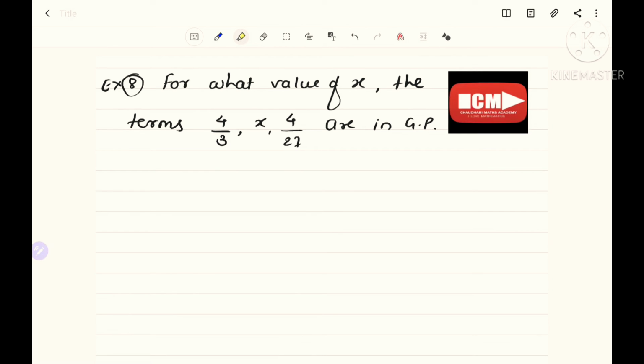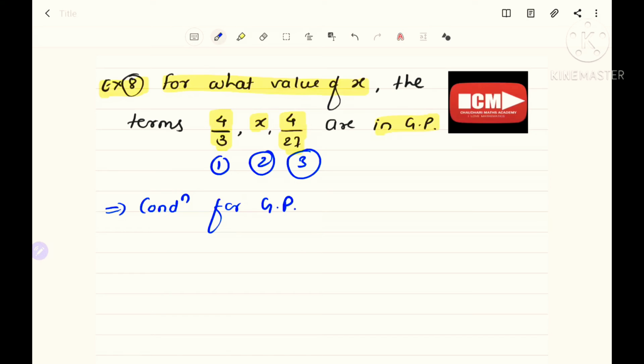Example number 8. For what value of x? Very interesting problem. For what value of x are these terms 4 by 3, then x, and then 4 by 27 in GP? Very interesting question, friends. So according to them, these are the three terms, and these three terms are in GP. So here I am going to use the condition for GP. So what is the condition for GP?